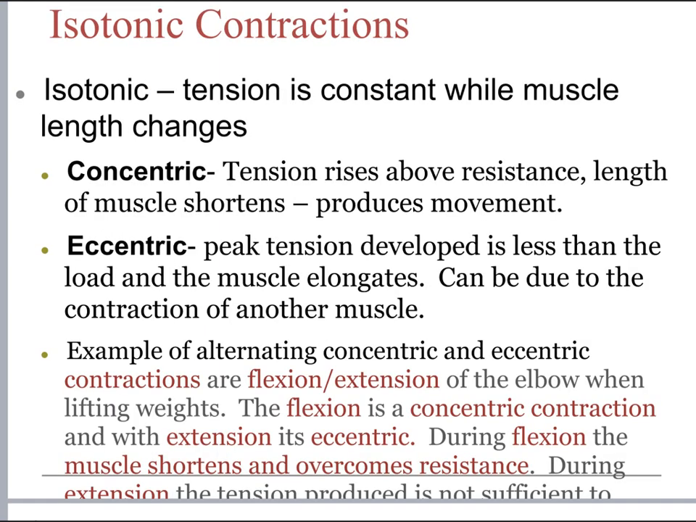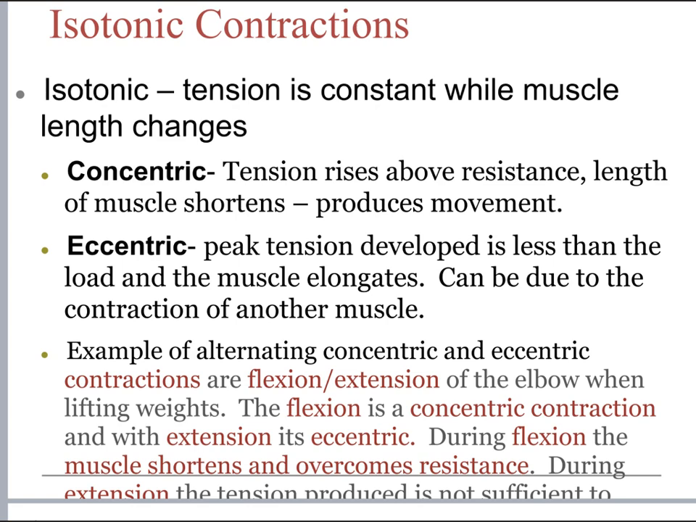In an isotonic contraction, tension is constant while the muscle length changes. So again, in a concentric contraction, tension rises above the resistance, the length of the muscle shortens, and it produces movement. Here's our eccentric: peak tension developed is less than the load on the muscle, and the muscle elongates. Again, this could be due to the contraction of another muscle, like the bicep and tricep that we used before. Our examples of alternating concentric and eccentric contractions are flexion and extension of the forearm at the elbow, like when you lift weights. We went through this one already.